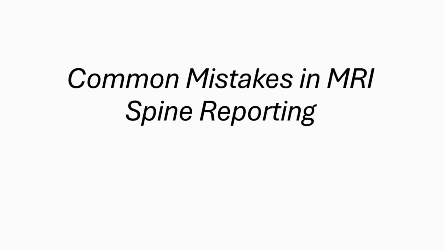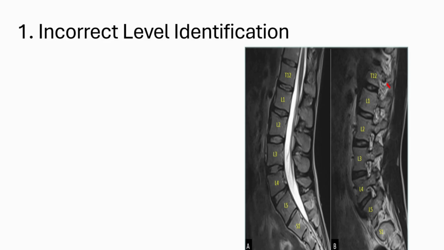Hello guys, welcome back. In this video, we will uncover some of the most common mistakes made during MRI spine reporting. These errors can impact diagnosis, treatment, and patient outcome. In this video, we also help to minimize these errors. So let's begin. The first error is incorrect level identification.